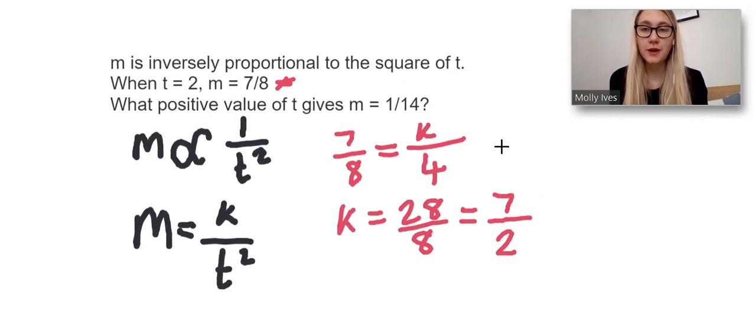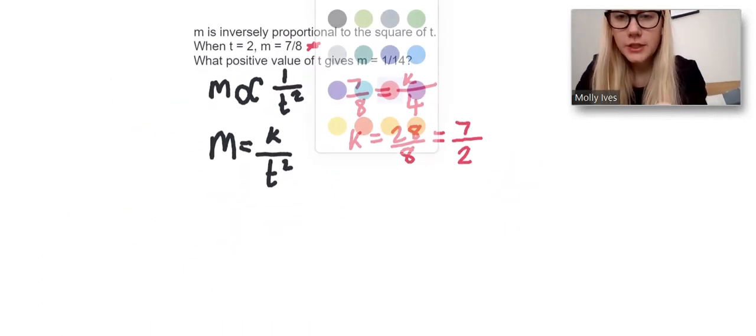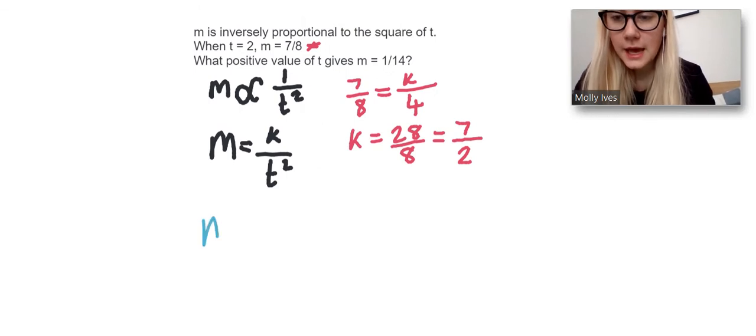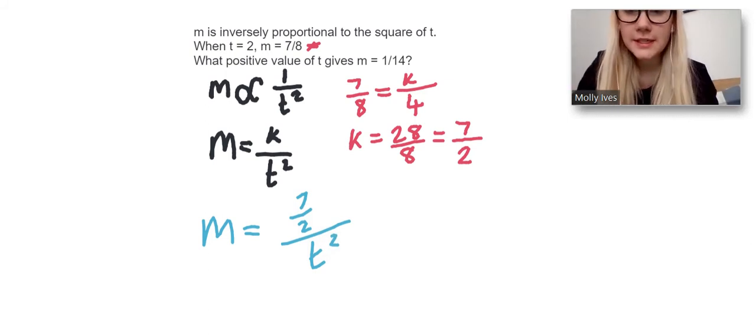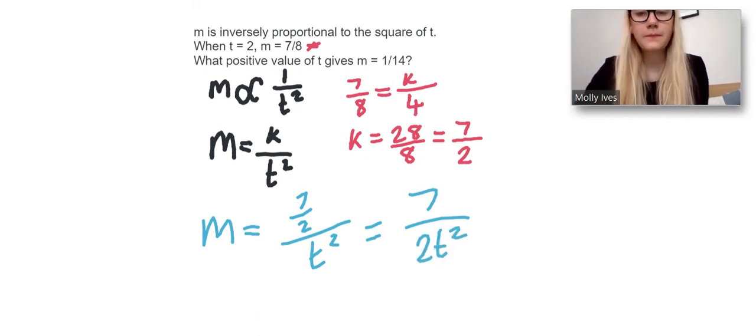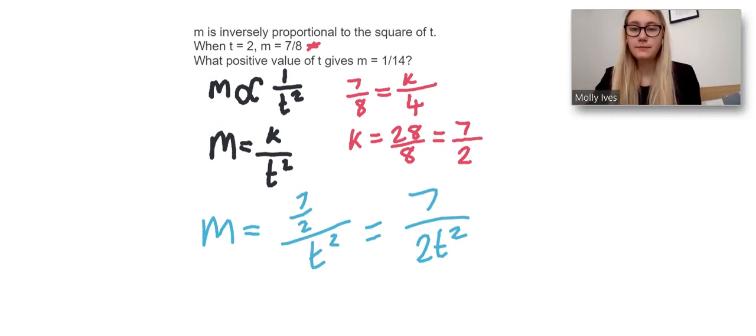This means that we can rewrite our formula here. So our formula now becomes m equals 7 over 2 over t squared. And if you think about the fractions for a bit, I won't go into too much detail here, but this is going to be 7 over 2t squared. So if you need to pause the video and have a think about that, go for it. But so this is what it will be. So m equals 7 over 2t squared, which is great. Now we can answer our final part.